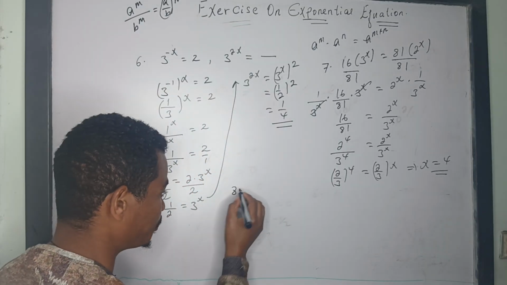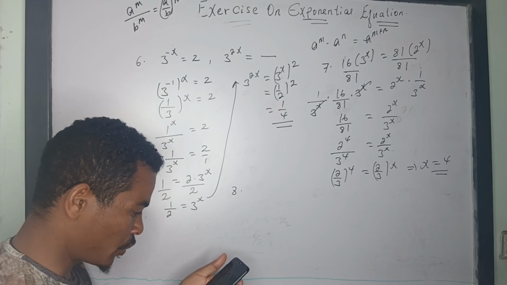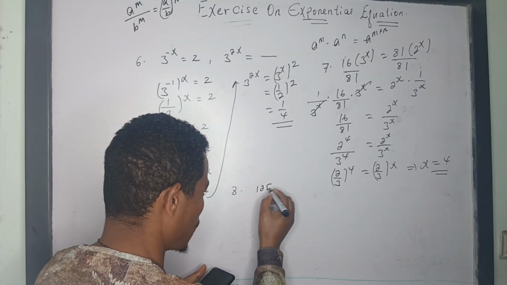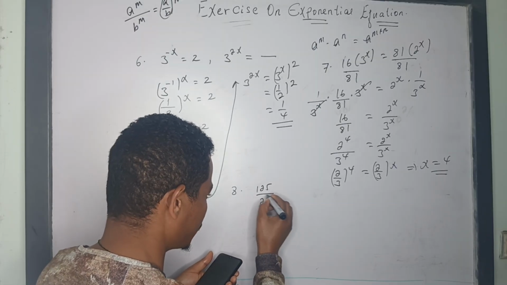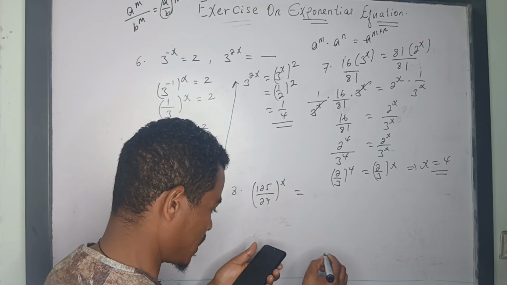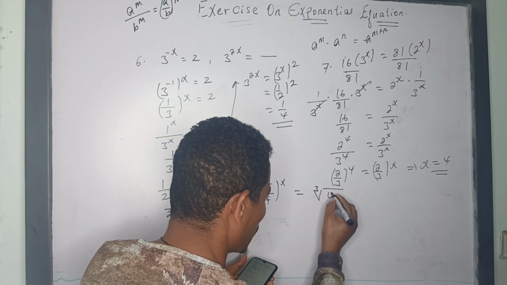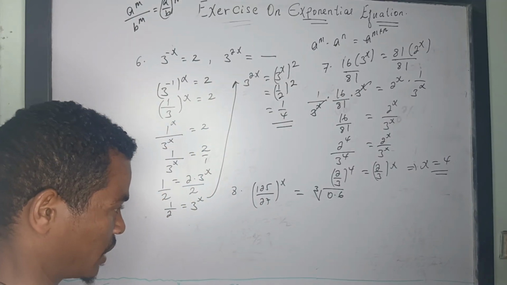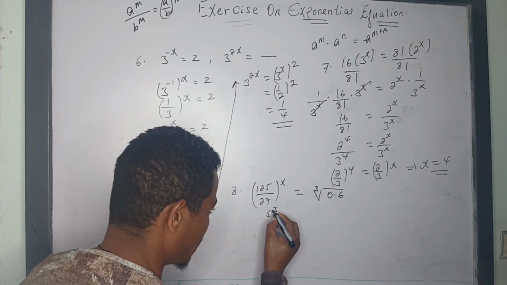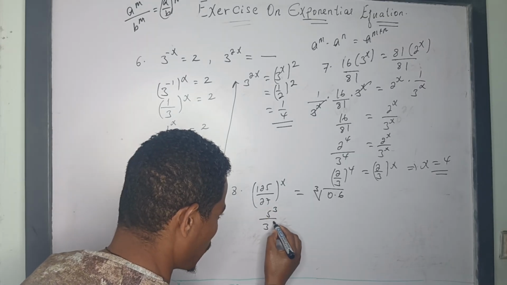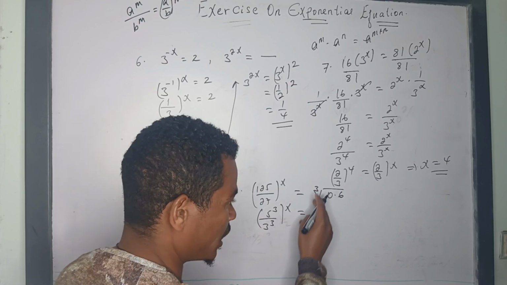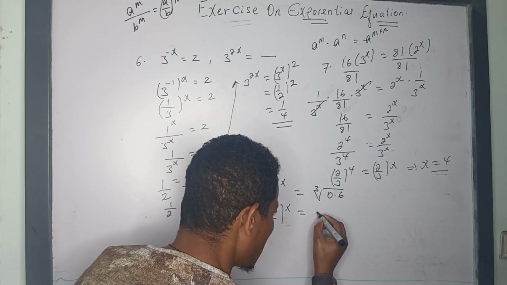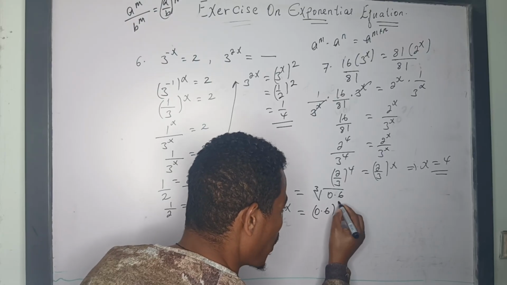Question number 8. Which of the following is the true value of x in 125 over 27 the power of x is equal to cube root of 0.6. Now we need to either make the bases the same or make the exponents the same. 125 is the same as 5 the power of 3 and 27 is the same as 3 the power of 3, and the cube root of 0.6 is 0.6 the power of 1 over 3.